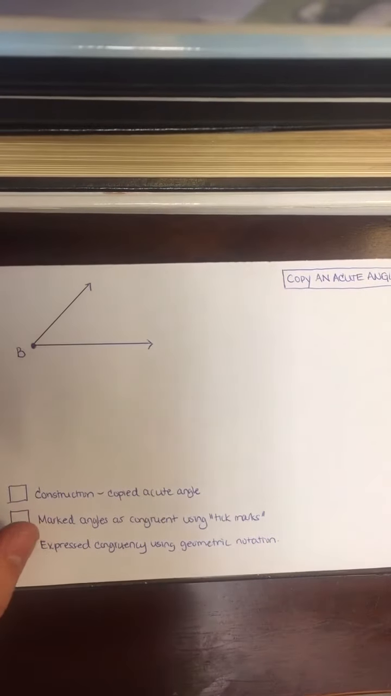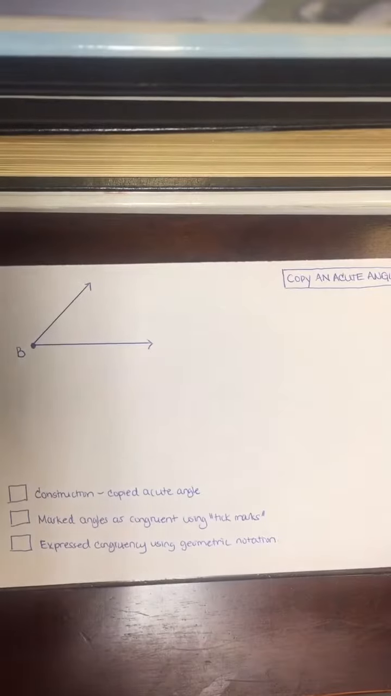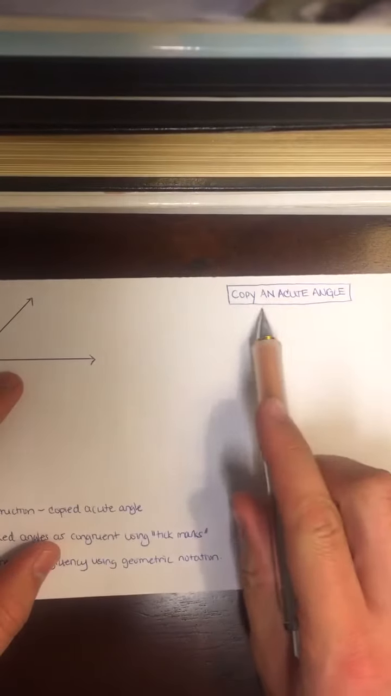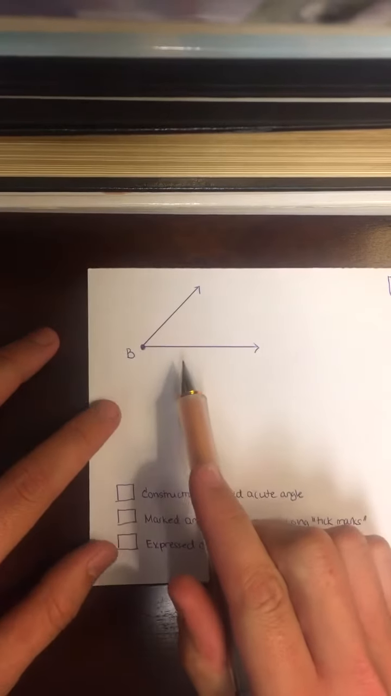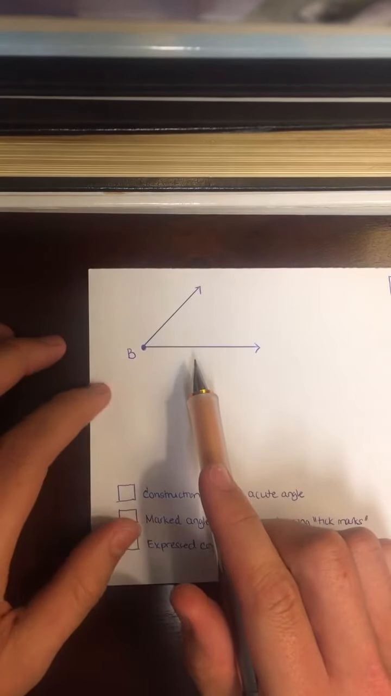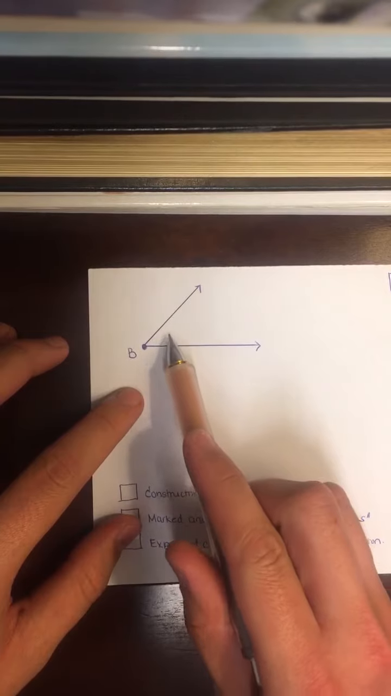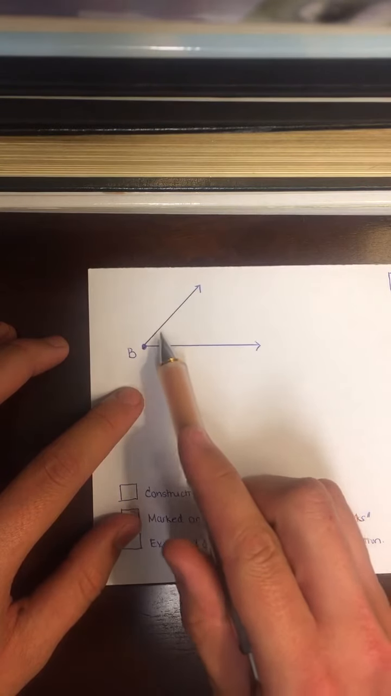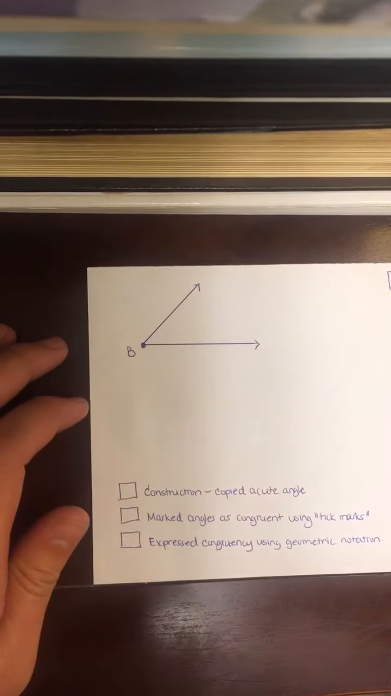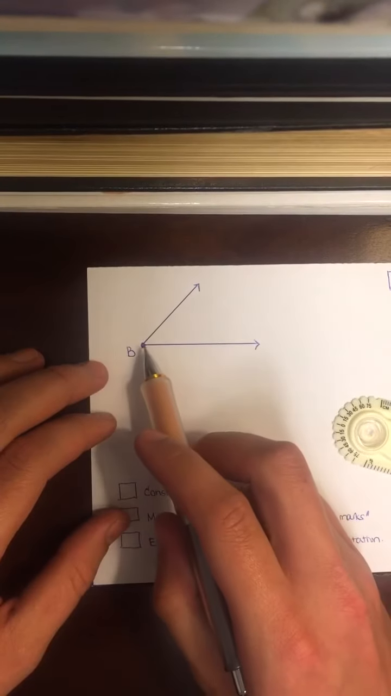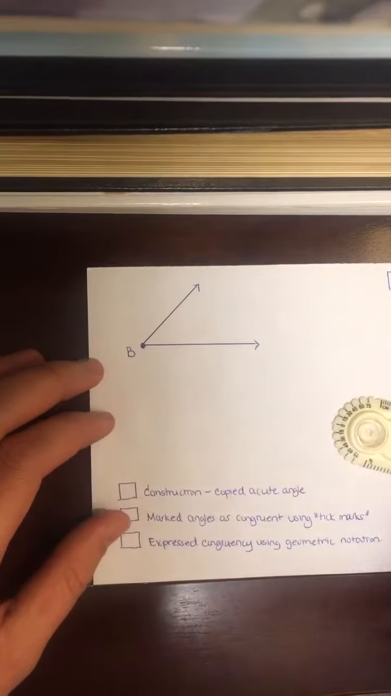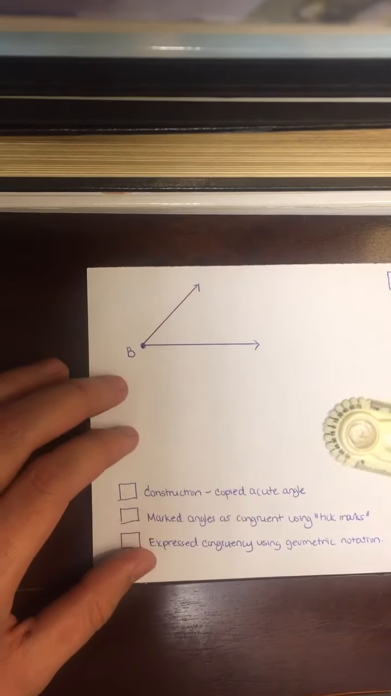All right, so this tutorial will take you through the process of how to copy an acute angle. You can see off to, again, the left-hand side of my page, I have an acute angle here. We can see that this is an acute angle because this angle is clearly less than 90 degrees, the very definition of an acute angle. This angle right now is called angle B. We are going to go ahead and copy that down below.